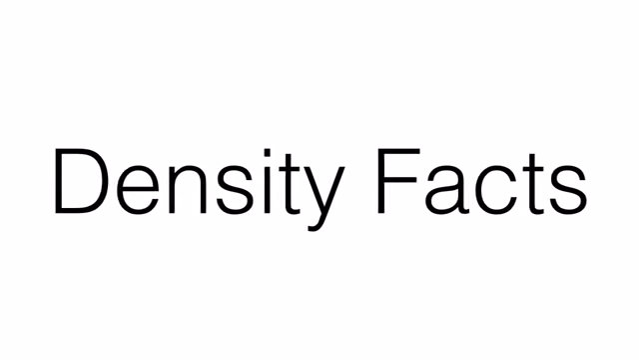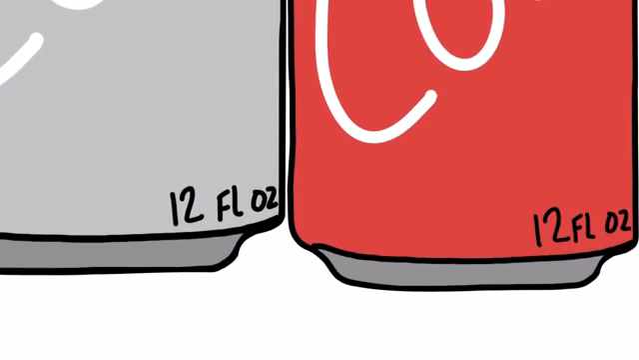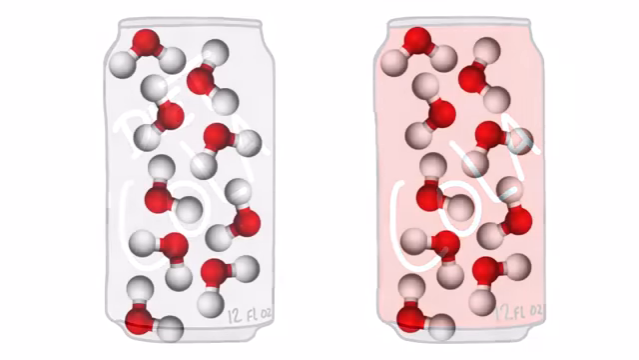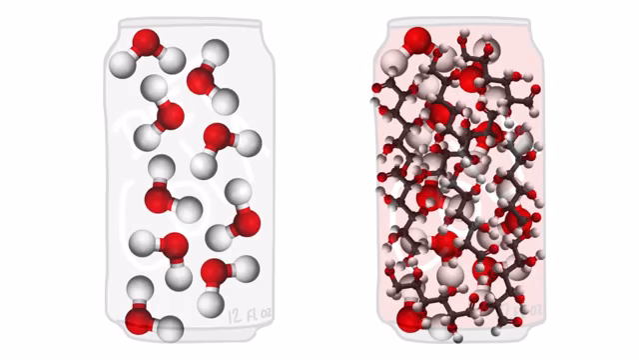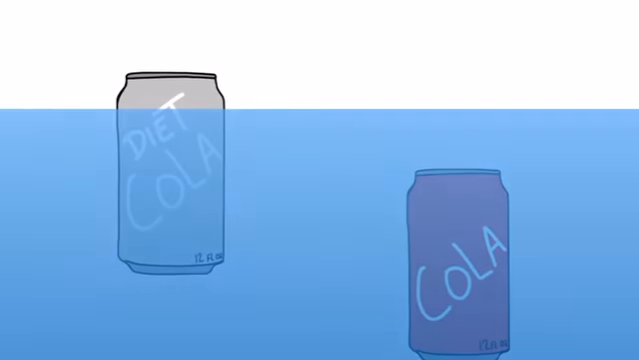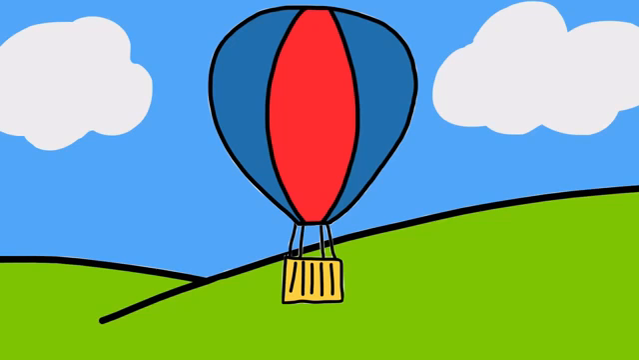Density facts. A can of Diet Cola will float, and a can of regular cola will sink when placed in water. You see, in the same amount of fluid ounces, there are more atoms in the can of regular cola. The main ingredients in cola are carbonated water and sugar. So each can has the same amount of water molecules, but in the same space, the regular cola has additional molecules from the sugar. Putting more atoms in the water forces the molecules to be more dense, making the cola sink.